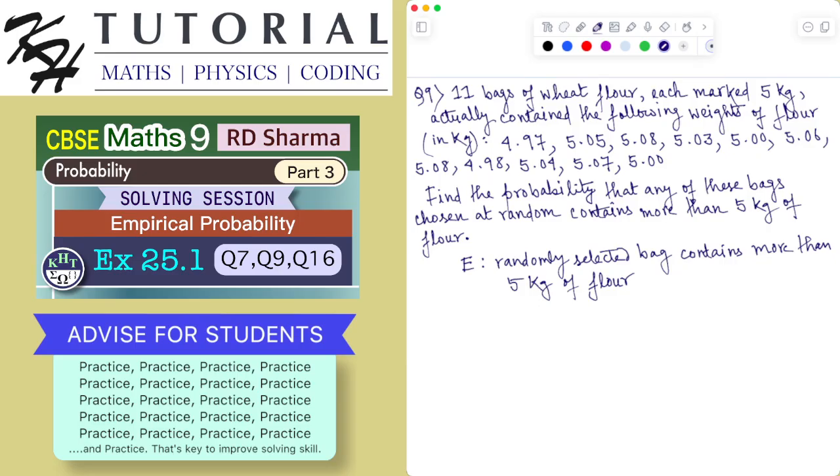Okay, now you will see that the weights of 11 bags are given and some of the weights are repeating, like 5 is repeating, 5.08 is also repeating, 4.98 is not repeating, 5.06 is not repeating, 5.04, no.